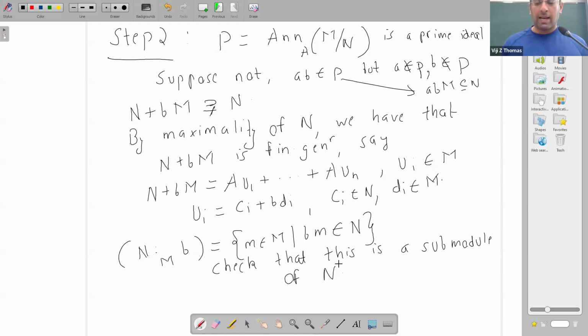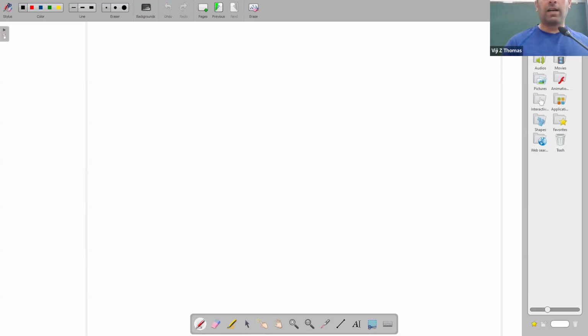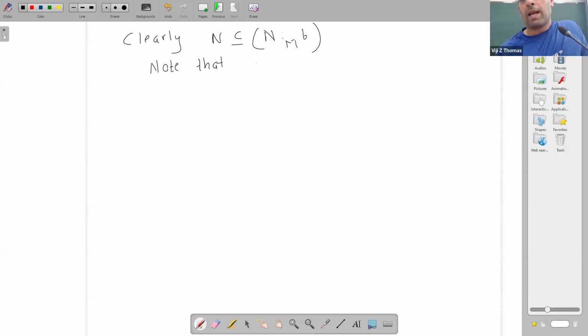For that, we want to say that N colon Bm, this submodule, contains N, and in fact strictly contains N. Clearly, N is contained here. So let's go to the next page. Clearly, N is contained in N colon M, and I think it is B. Now, what else? How do we show that it strictly contains? Note that AM is also contained here.